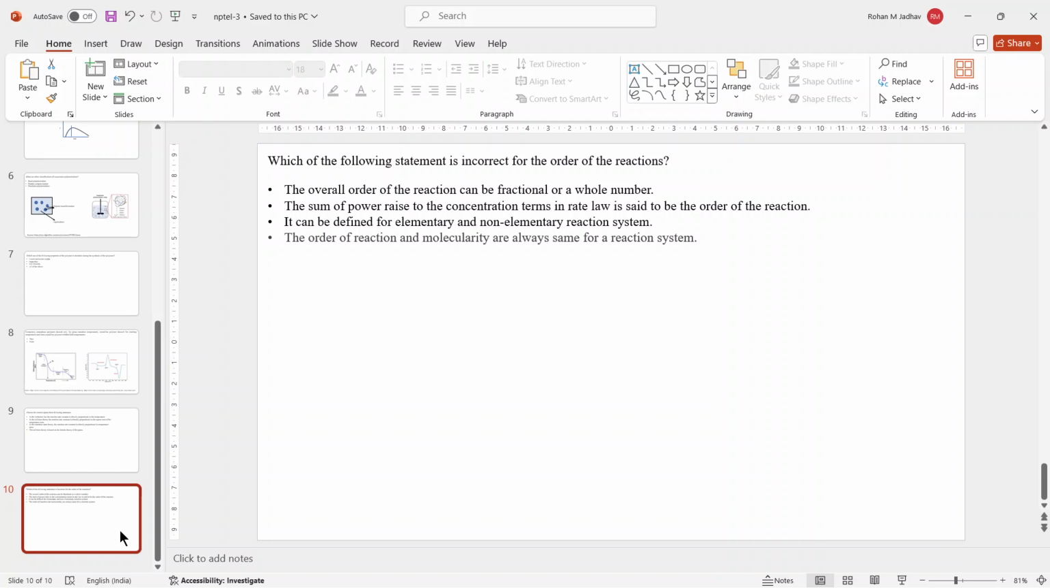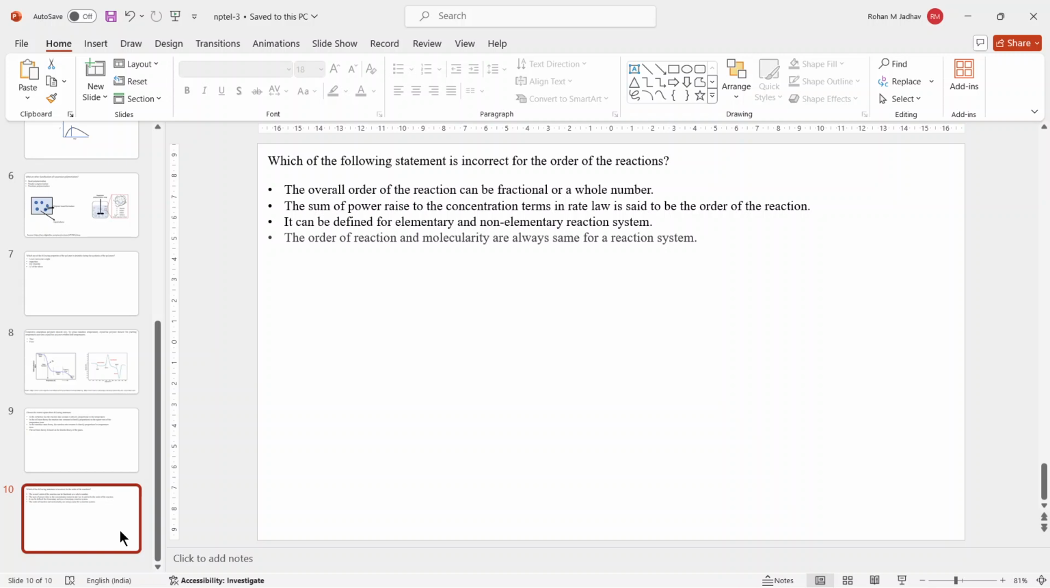And the third one is, it can be defined for the elementary and non-elementary reaction systems. Non-elementary reaction systems are basically a series of elementary reaction systems to complete a single reaction. So yes, order of reactions can be defined for both elementary and non-elementary. This is also true. And the last one is, the order of reaction and molecularity are always same for a reaction. Now, this is not true.